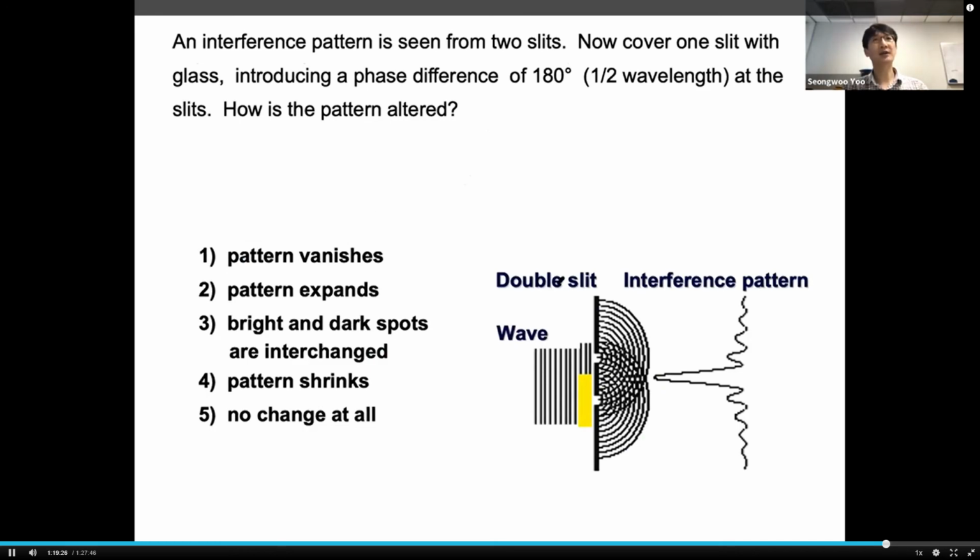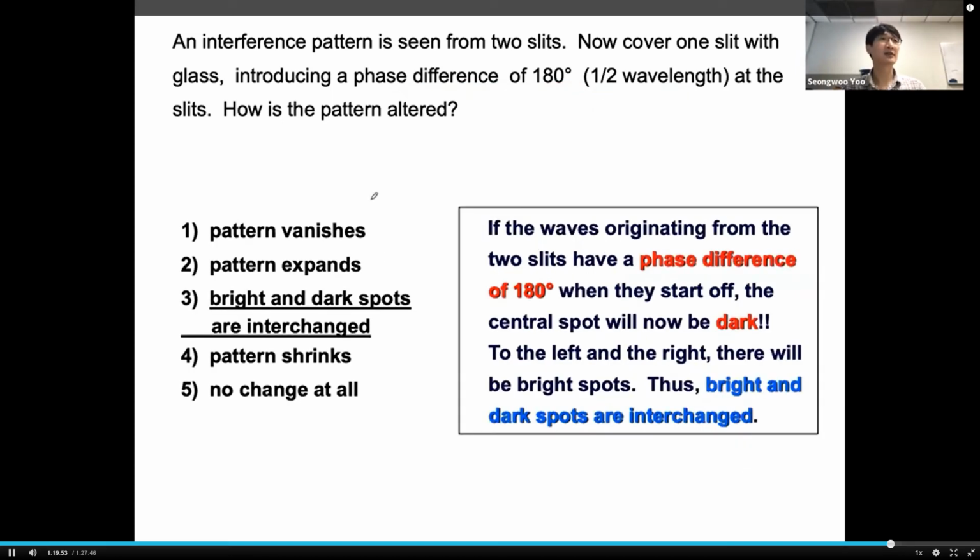Now, in this double slit experiment, we introduce a glass plate. What would happen to the interference pattern if the insertion of the glass plate induces a phase shift of 180 degrees, or half a wavelength of optical path length difference? This is a half wavelength, which means the dark fringe will move to the bright fringe, and the bright fringe to the dark fringe. Therefore, the correct answer is 3. Yeah, bright and dark spots are interchanged.